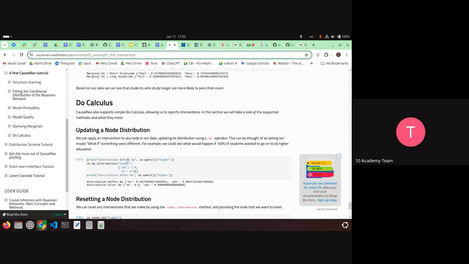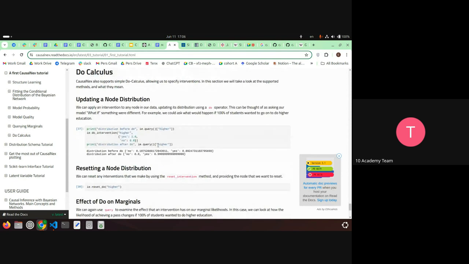And so you use the do intervention, and you can see the effect after the intervention. Here they first print the query of higher itself, not the effect on grades. What is the value of the probability? So you have no as 0.1 and yes as 0.89. So it's almost 100%, of course. Even after setting it to 1 and 0, there is some small numerical error here. So instead of being 1, it's 0.99999. I don't know how many of these there are, but this is just numerical error.